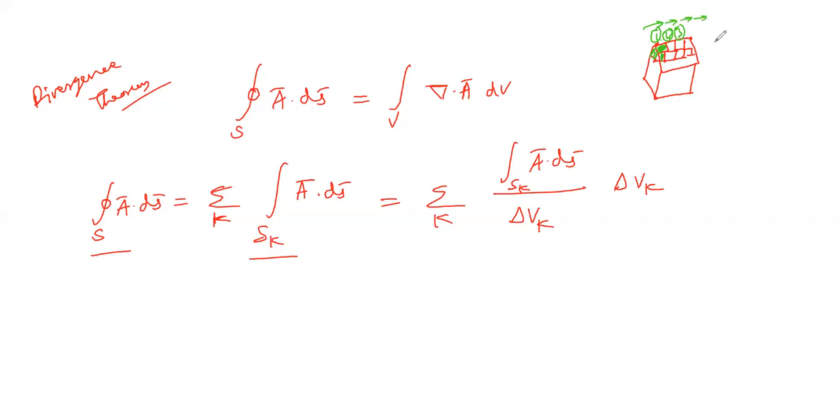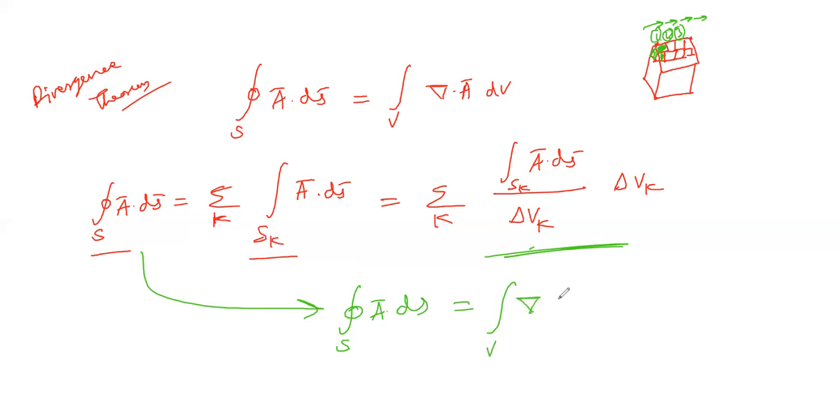Like so, their summation and integration will cancel each other with respect to neighboring cells. Then we can have the overall expression. Taking the limit of the right-hand side of the equation, we get directly the closed surface integral of A bar dS. So we can write the left-hand side and the right-hand side; if you take the limit, then we have the volume integral of del dot A bar dV. This is what we can say.